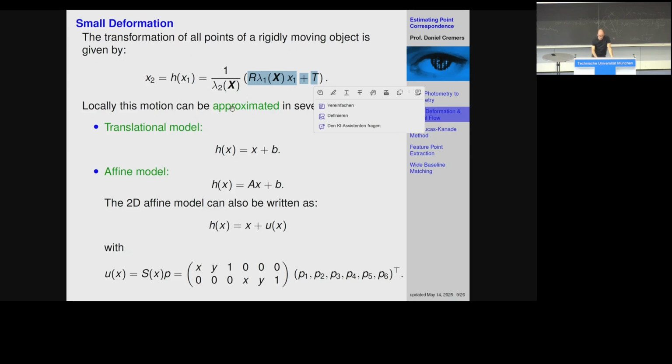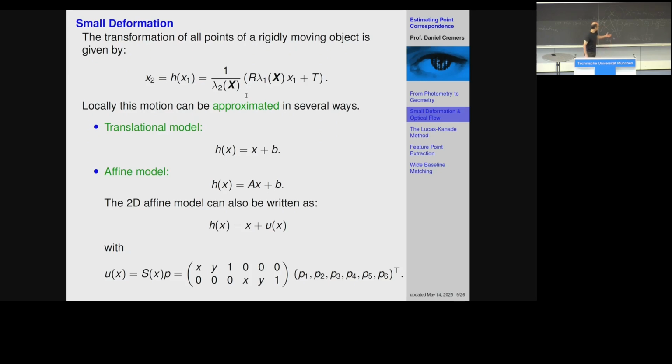So why did I show you this? There is some function, h we call it, namely this function here, that relates the point in the first image to the point in the second image. And the issue is we don't know this function, because we don't know the rotation, we don't know the translation of the camera, and we don't know the depth values lambda 1 and lambda 2. So there is some function, but we don't know what it is.